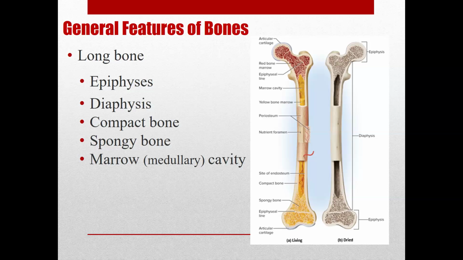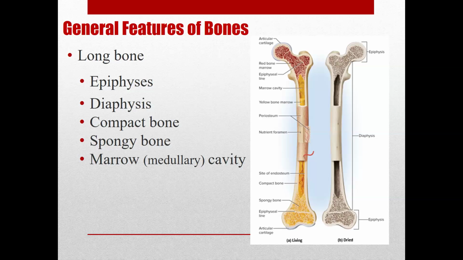Which type of bone is around the red bone marrow? Trabecular bone, spongy bone. Which type of bone is around the yellow bone marrow? Thicker, denser, compact bone, right? See the association? Once you see it enough, you get the terms right. This is good if you're putting all that together.